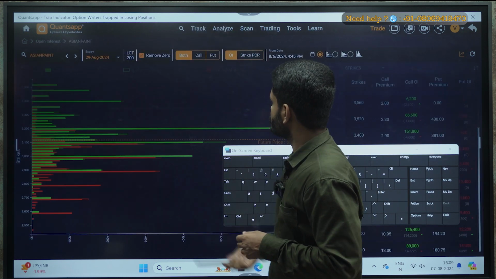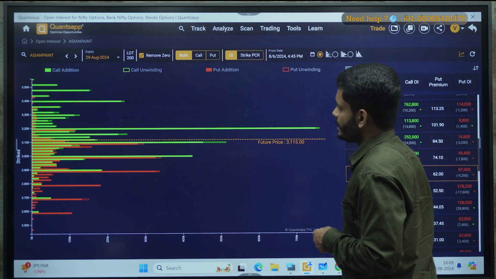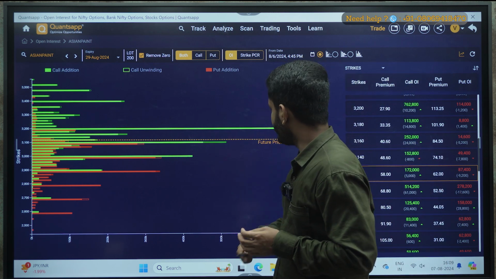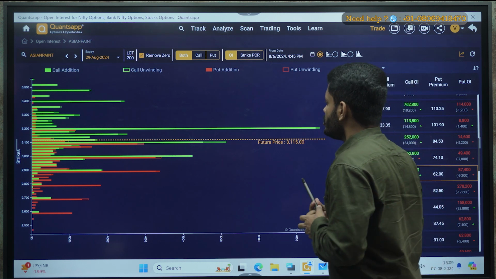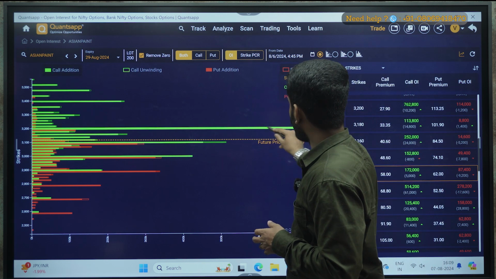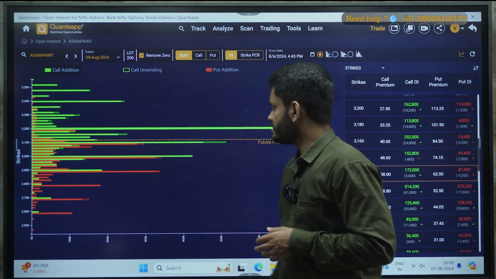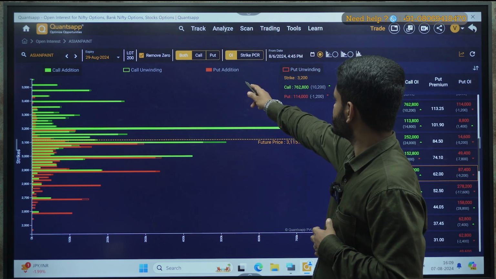Okay, so see, this is open interest. Say for example, randomly, Asian Paint. Now if you see, the future price is 3115, correct? So suppose this is the longest green bar. If you see, this is the longest green bar. Here the color coding is given.